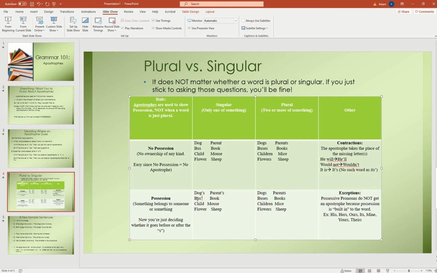So you can just say the bus's tire is flat. Tire belongs to bus. Is it possessive? Yes. Does the word bus end in S? Yes, it does. So the apostrophe goes after. The book's pages are ripped. Pages belong to the book. Book doesn't end in S.